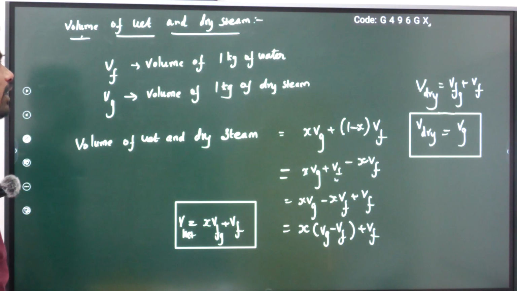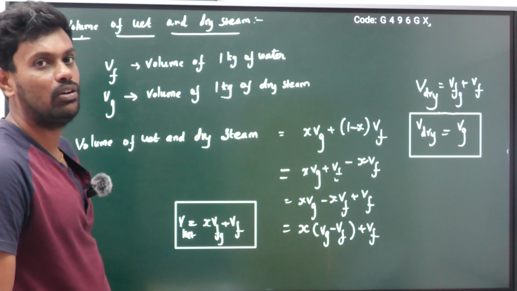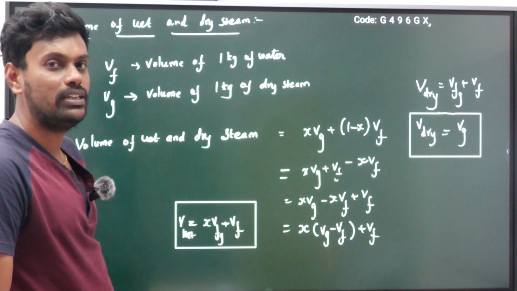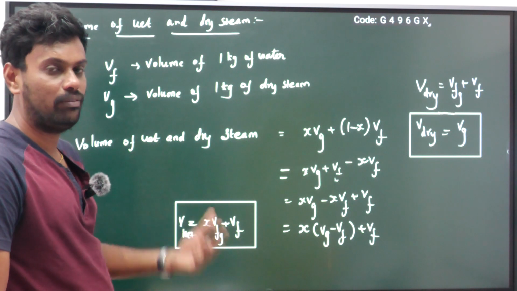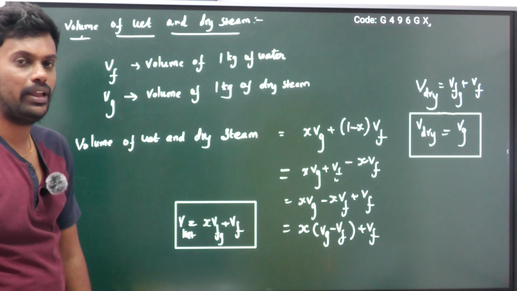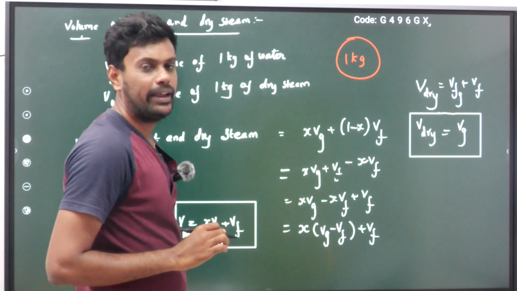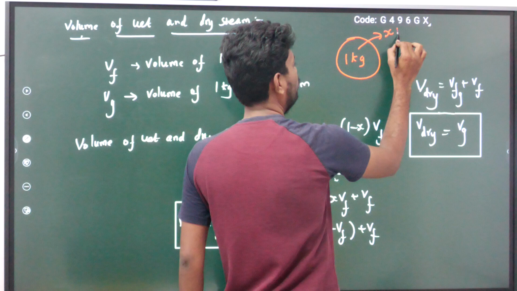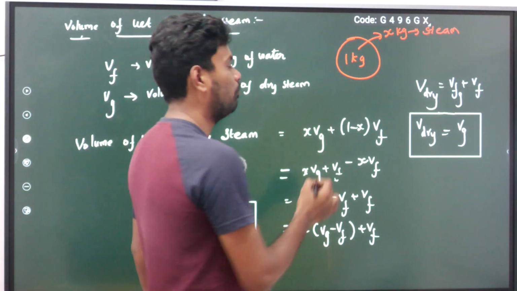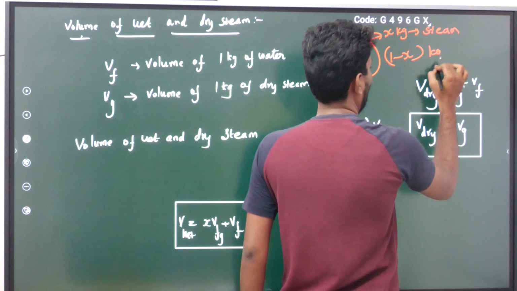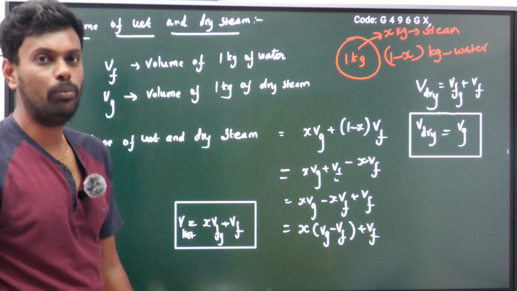Next one, volume of wet and dry steam. So we have to find out the volume also for wet and dry steam. Vf indicates the volume of 1 kg of water, and Vg indicates the volume of 1 kg of steam. Now I have water that I have already heated, and it is becoming steam. Suppose I am taking 1 kg of water. In 1 kg of water, x kg is converted into steam. Then what is the remaining amount of water? 1 minus x kg is water. In 1 kg, x kg is converted into steam, so 1 minus x is left.